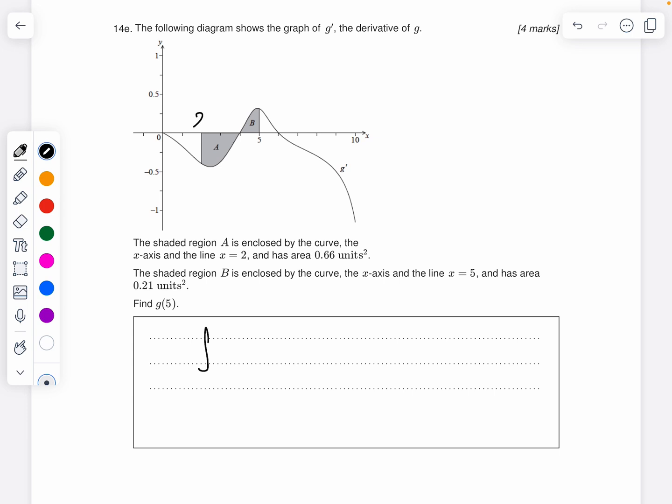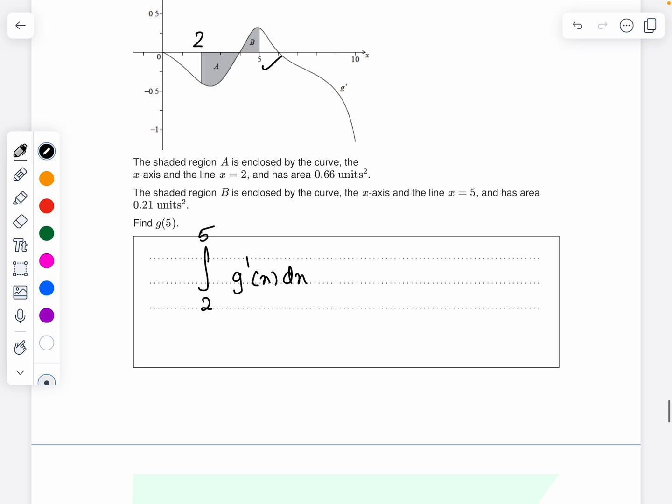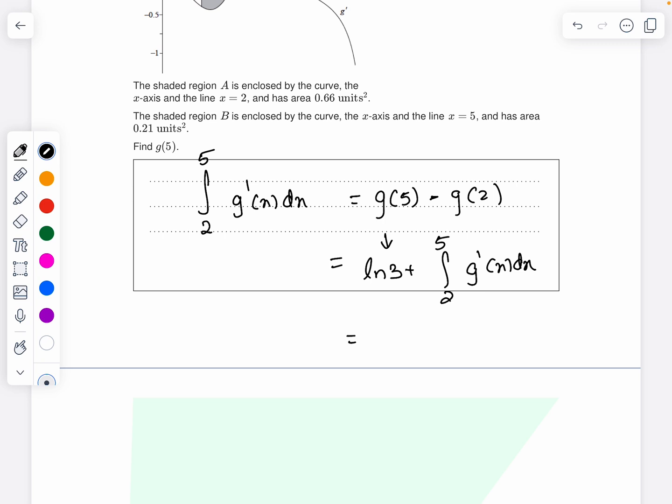So this is 2 and this is 5. From 2 to 5, I'm going to find the integral of g prime x dx. It's going to be g of 5 minus g of 2. So what is g of 5? g of 5 is ln 3 plus the integral from 2 to 5 of g prime of x dx, which is ln 3 plus g of 5 minus g of 2.